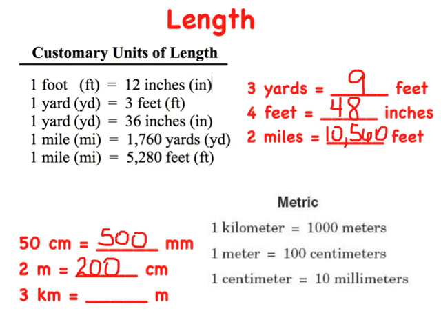And my next question says 3 kilometers equals how many meters? Well, my chart says that 1 kilometer equals 1,000 meters. 2 kilometers would be 2,000 meters, so 3 kilometers would be 3,000 meters.